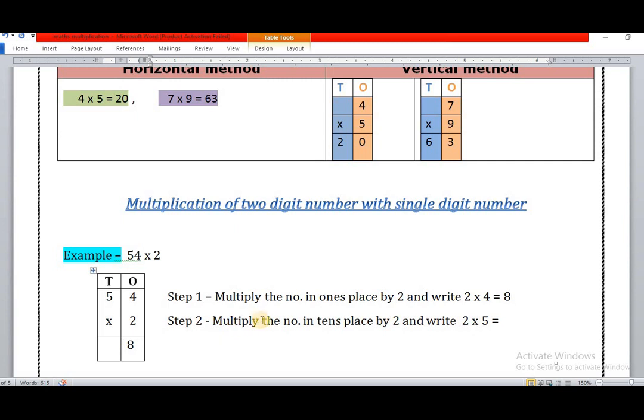Now step 2. Multiply the number in tens place by 2 and write. This is the tens place. You have to multiply the number in tens place by 2. 2 into 5. This will be 2 5s are 10. Here you have to write 10.